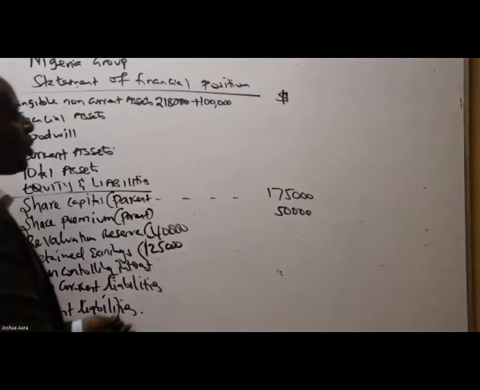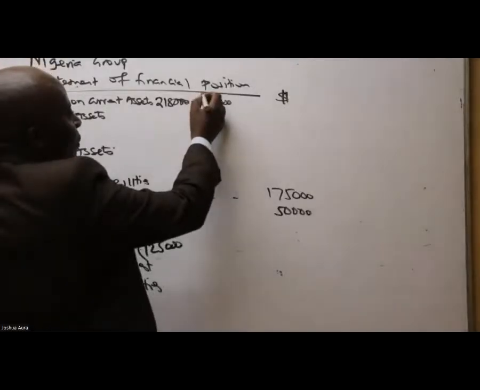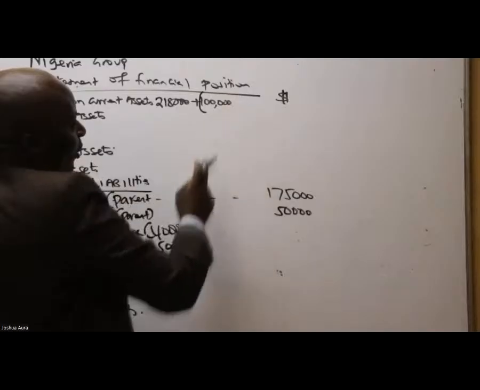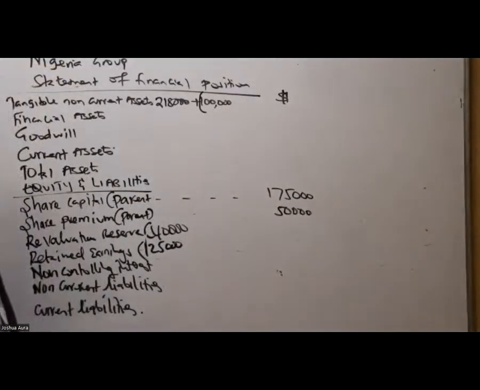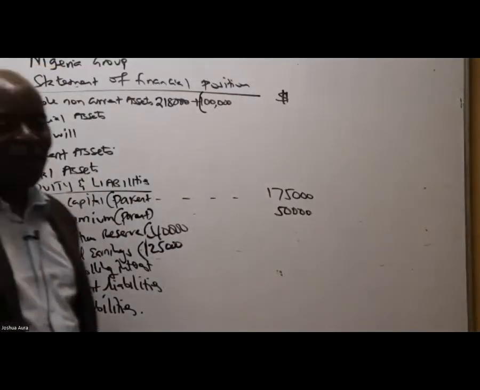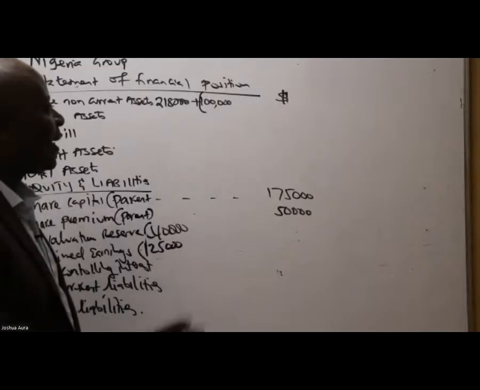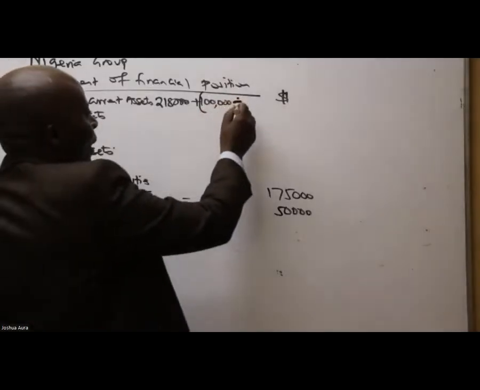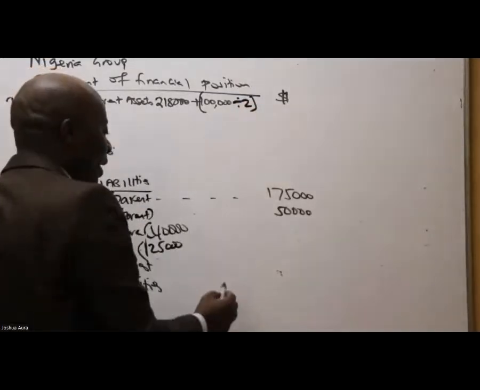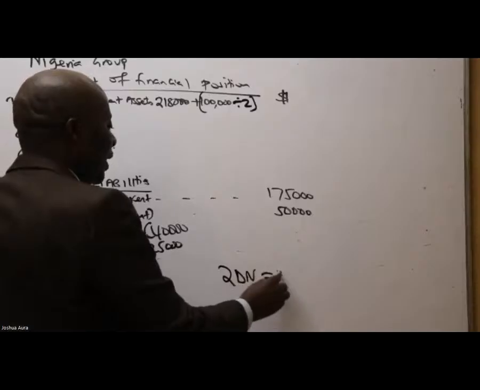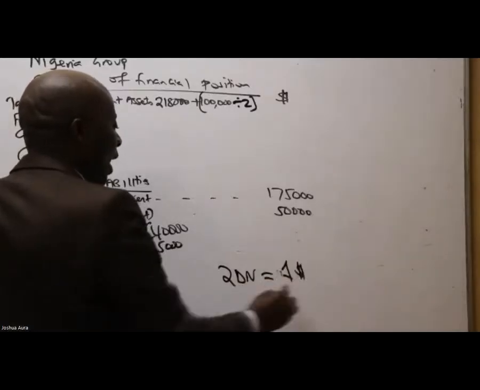So the question is, should I divide 100,000 by the 2 or multiply? Divide, isn't it? So we divide by the 2 like that. Why are we dividing? It's because they have told us 2 DNs equals $1.